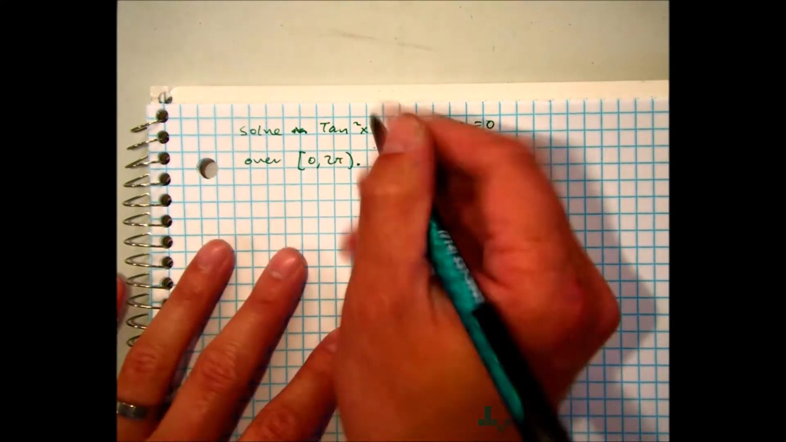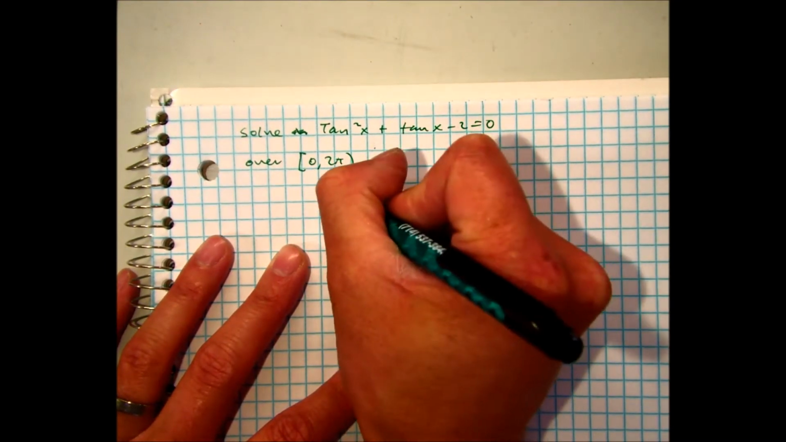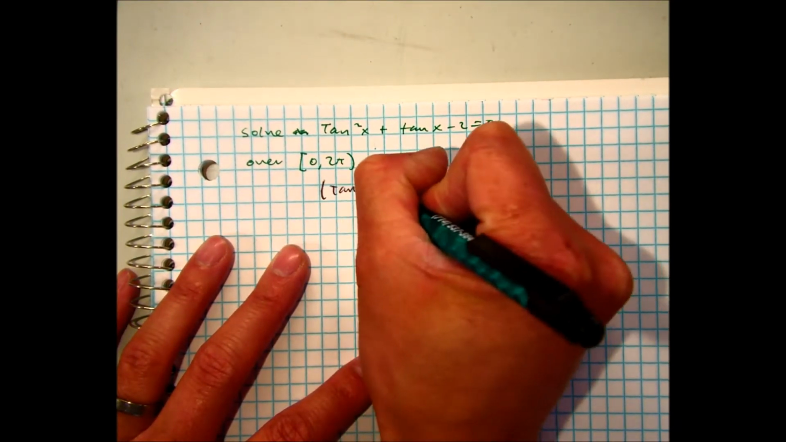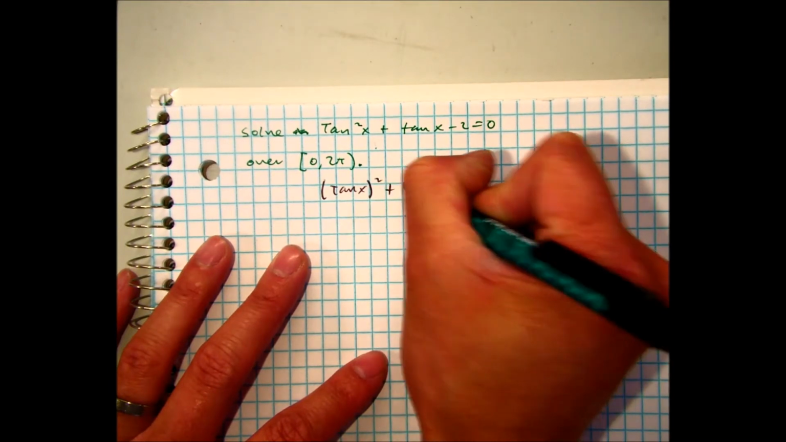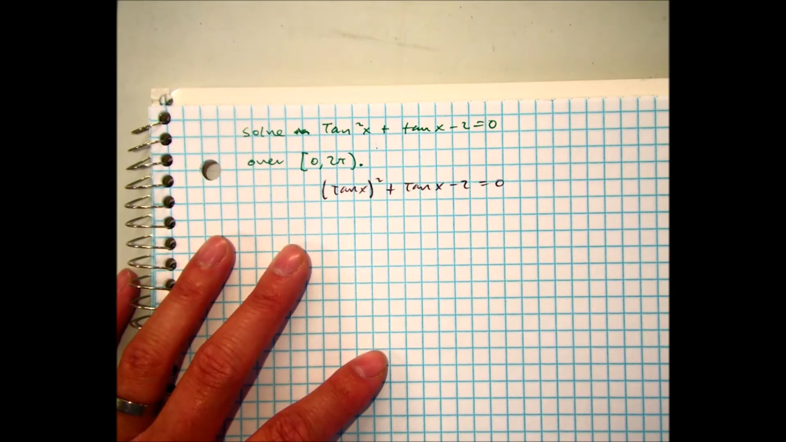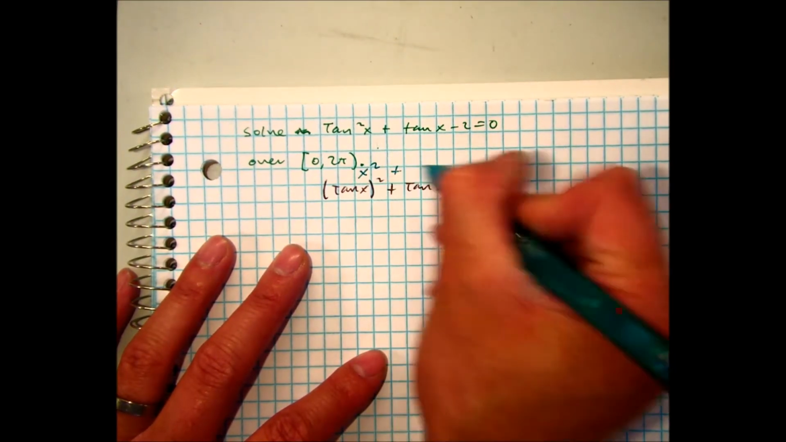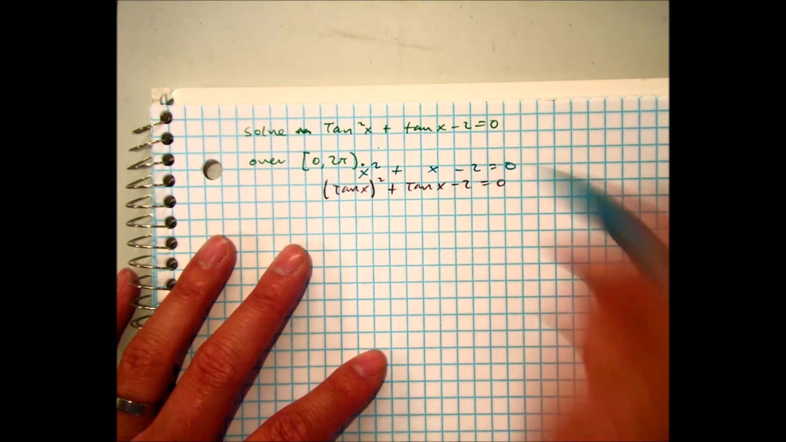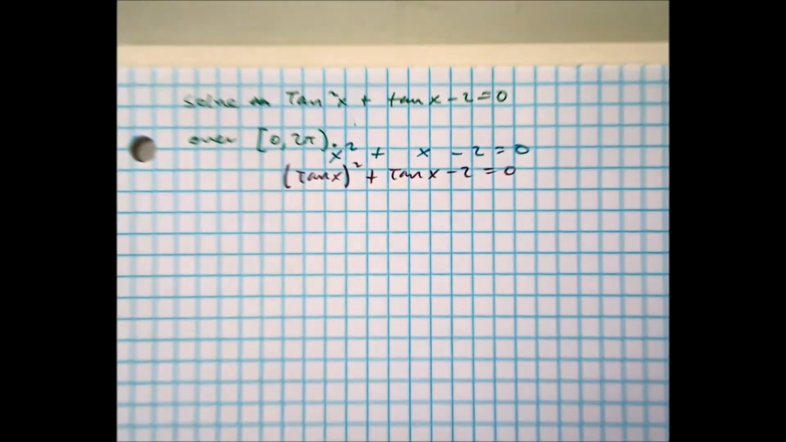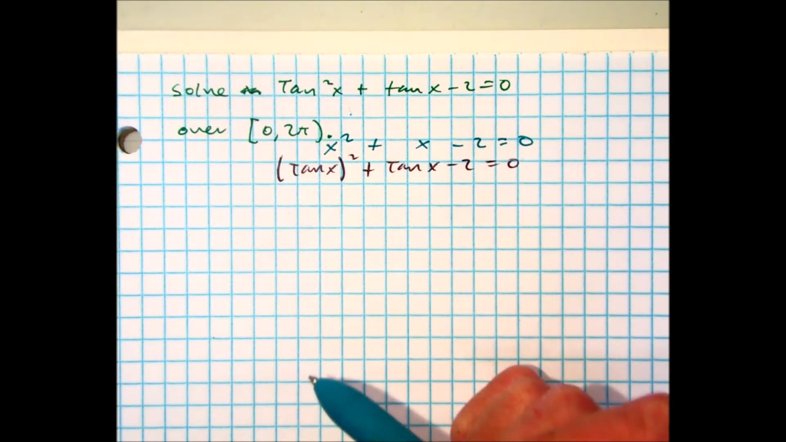How did you guys write this without the trig function? So hopefully you wrote tangent x squared plus tangent x minus 2 equals 0. And if you don't write the trig function, you just have x squared plus x minus 2 equals 0. Raise your hand if you saw that. Okay. So in this situation, there's a couple of ways of solving quadratics.